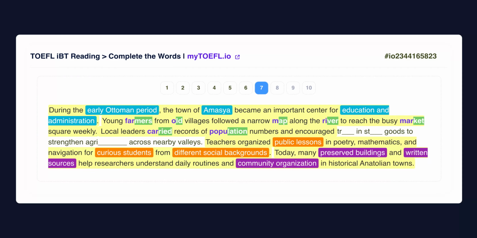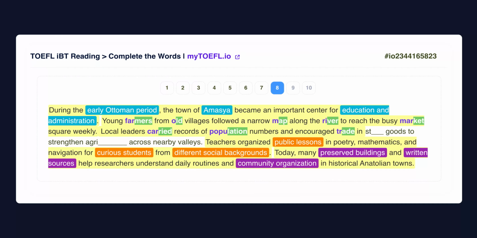Now we look at what else the leaders encouraged. Think about economic activities that happen in a market square. Local leaders carried records of population numbers and encouraged tr-blank in. The word begins with the letters T and R and has three blanks to fill. The leaders wanted to strengthen the economy, so they supported the exchange of goods. Considering the available information and the mention of a market earlier, the word we are looking for is trade. It is a key part of how the town grew stronger and more connected.